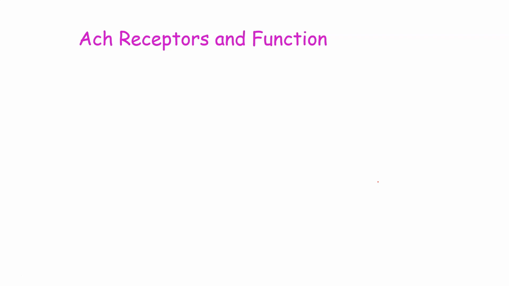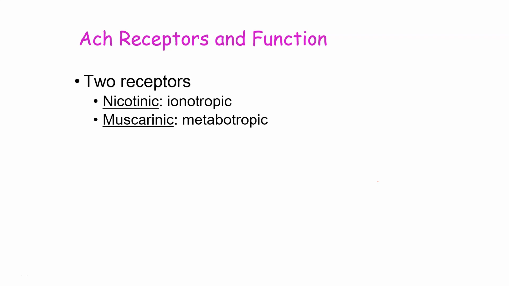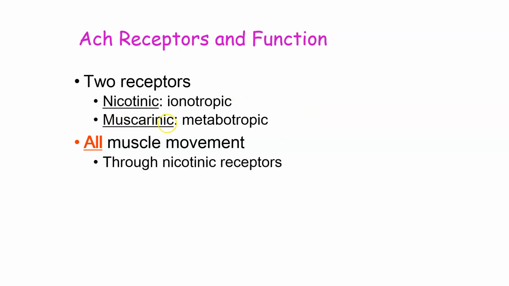There are two major receptors for acetylcholine. They are nicotinic receptors and muscarinic receptors. Nicotinic receptors are ionotropic. Muscarinic receptors are metabotropic. Nicotinic receptors got their name because the chemical nicotine, which can be found in tobacco products, activates these receptors to produce their effects. And there is a chemical found in a mushroom called muscarine, which activates muscarinic receptors. But nicotinic receptors are ionotropic. They're ion channels, whereas muscarinic receptors are G protein coupled receptors.